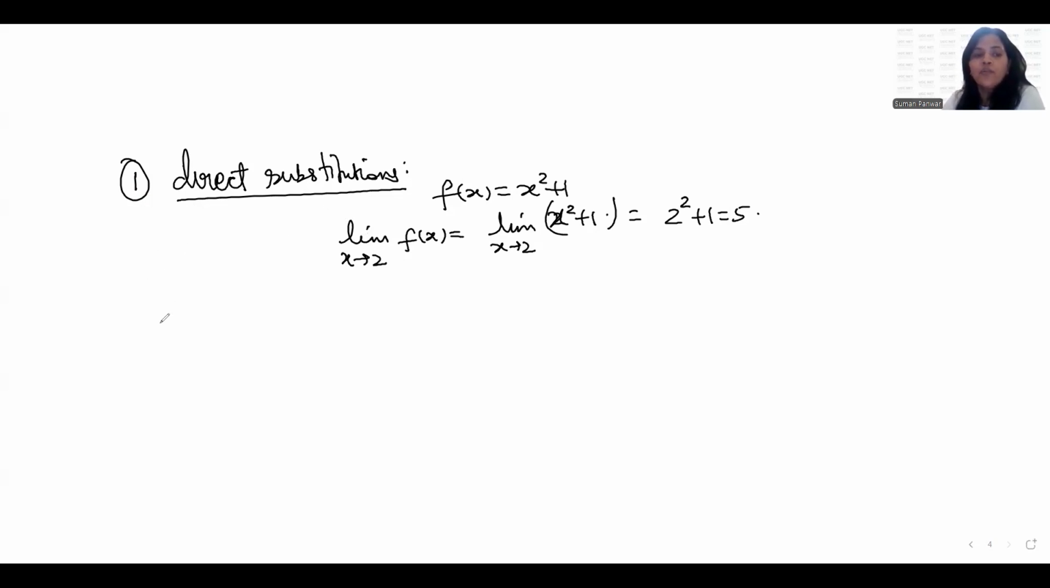So this is called direct substitution property of limits, and this holds when we do not get an odd form. What do you mean by odd form? An odd form is 0 by 0 form, infinity by infinity form, etc. Now, second is factorization.